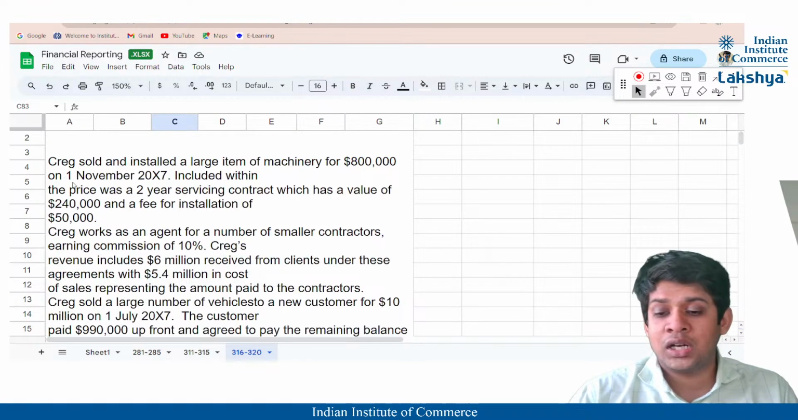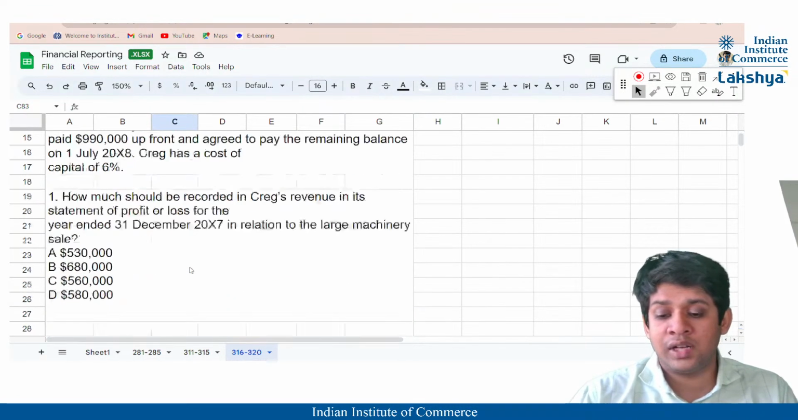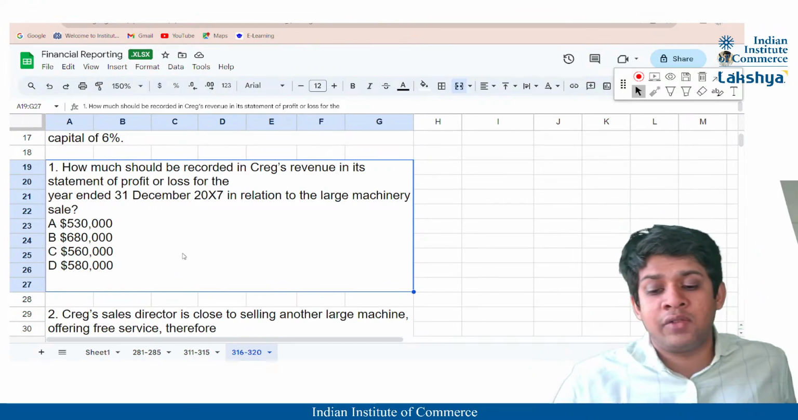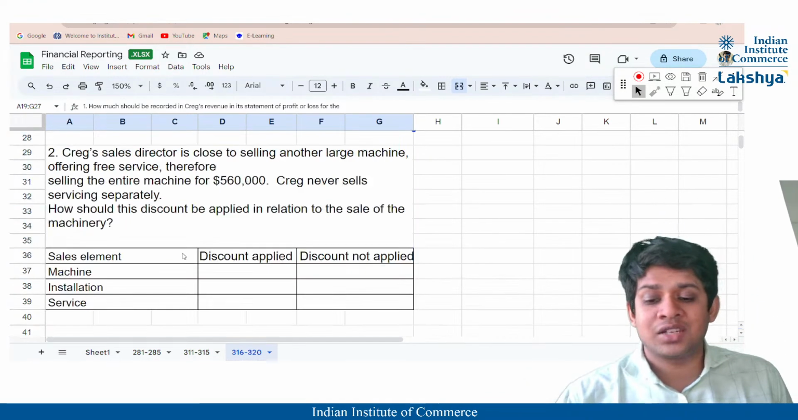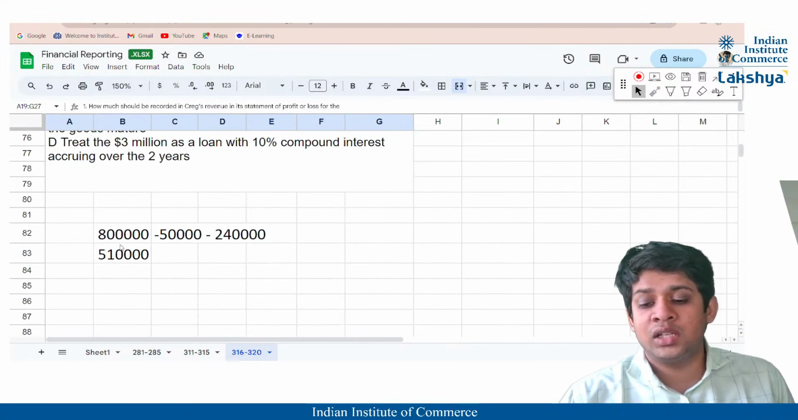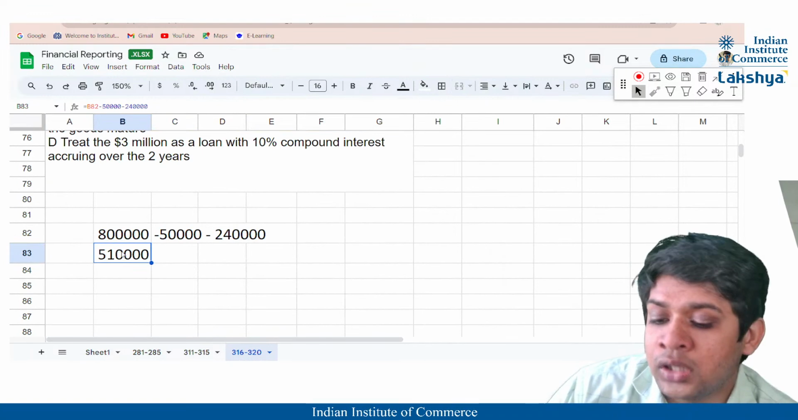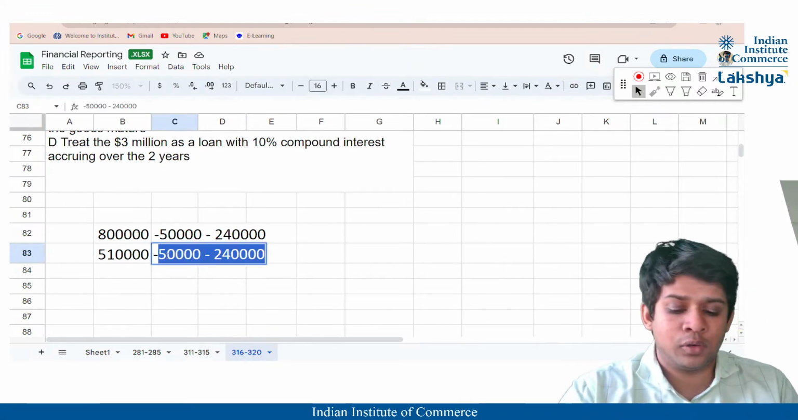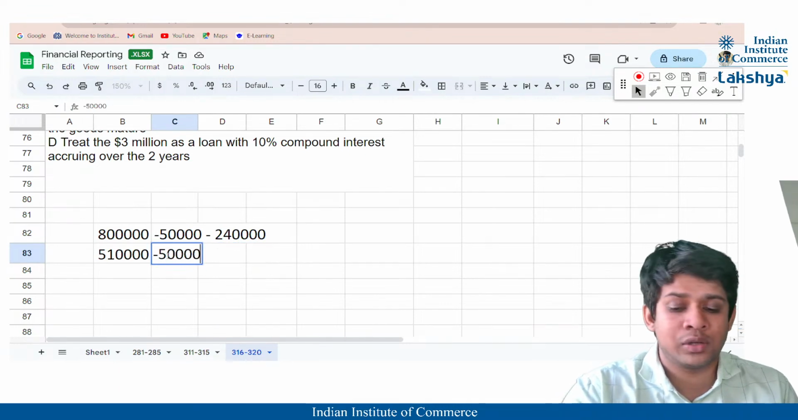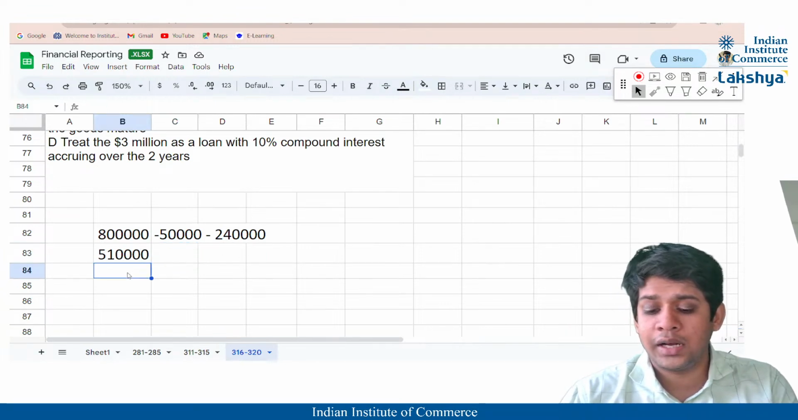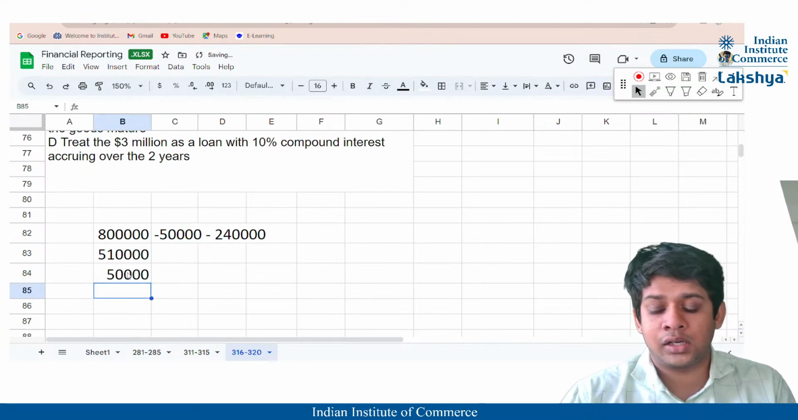Correct? Machinery was sold on 1st November 2017 and they are asking for 31st December 2017, whatever revenue is to be recognized. Firstly, the machinery is sold on 1st November 2017, so it is within the year. So 5,10,000 for the sale of machinery I can recognize. For the provision of installation services, that also I can recognize because it is provided once, not over time. Right? 50,000 also I can recognize.